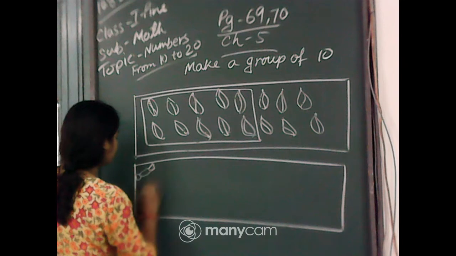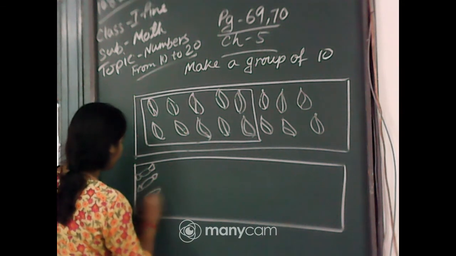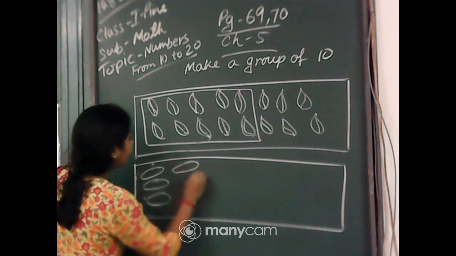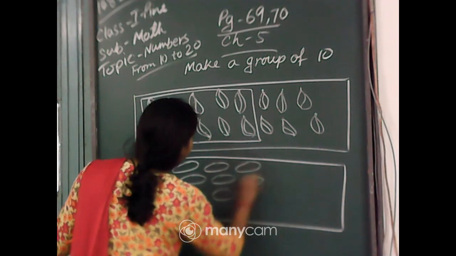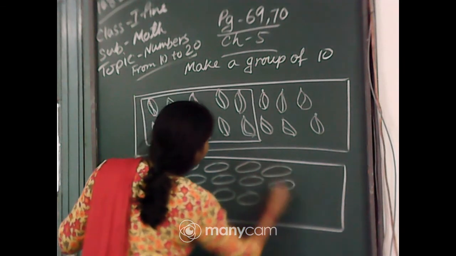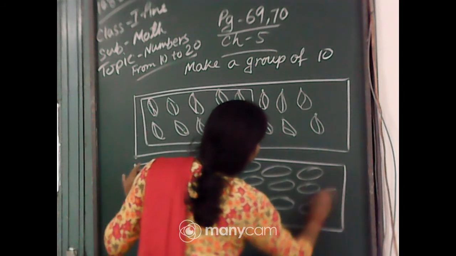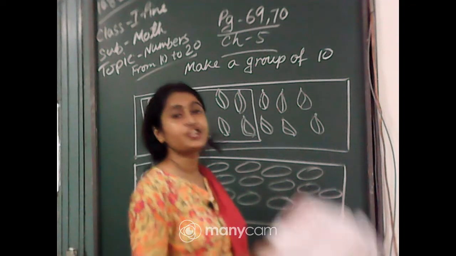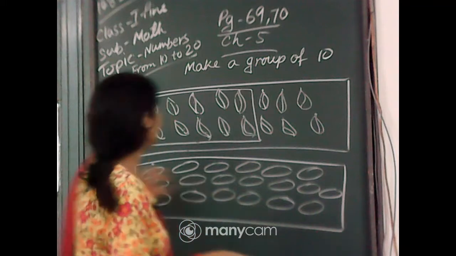Okay, I will draw like this. 1, 2, 3, 4, 5, 6, 7, 8, 9, 10, 11, 12, 13, 14, 15, 16, 17, 18, 19. 19 chocolates in this box. You have to make a group of 10. So count it now.